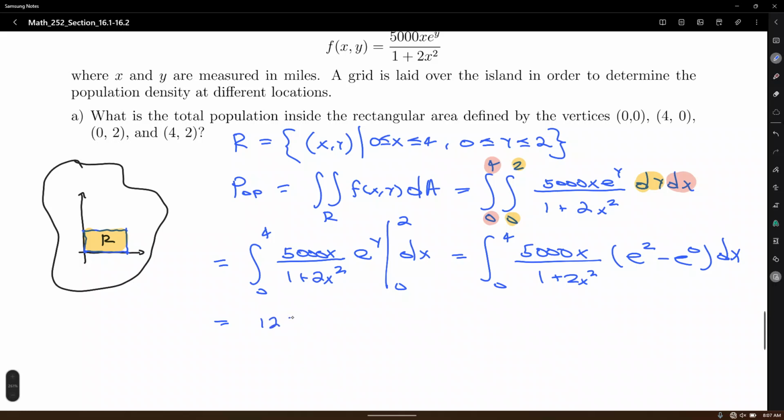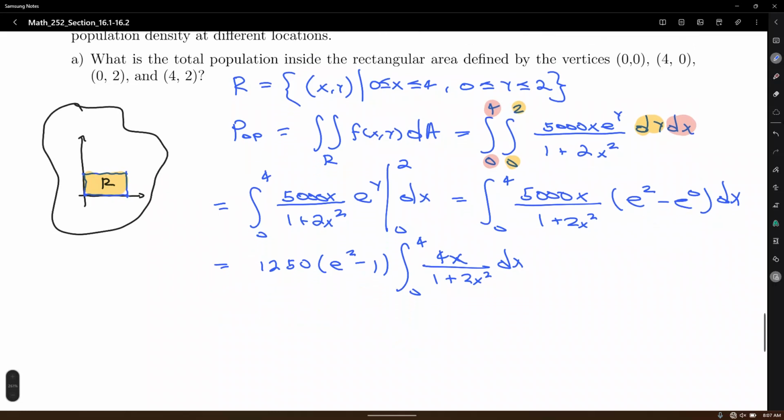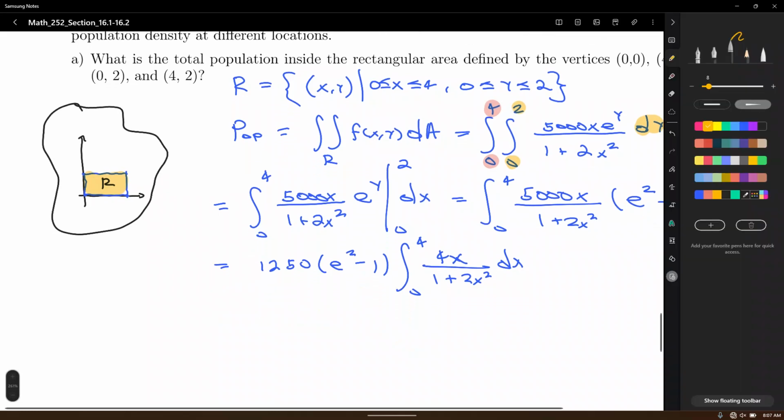So I'm going to write 1250 times (e squared minus 1) times the integral from 0 to 4 of 4x over 1 plus 2x squared dx. That's because when we do u equals 1 plus 2x squared, du equals 4x dx, so x dx equals 1/4 du. All right?